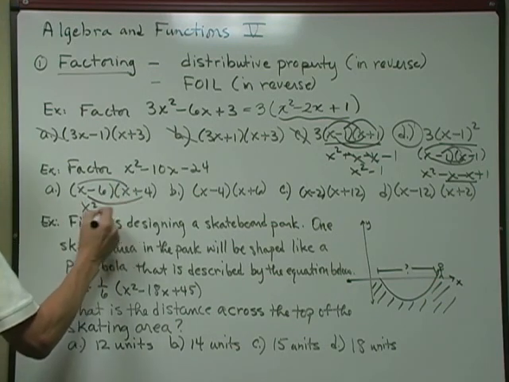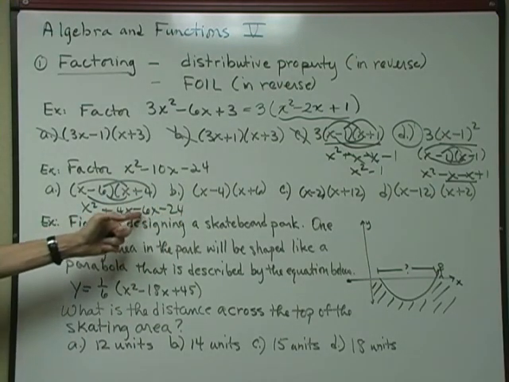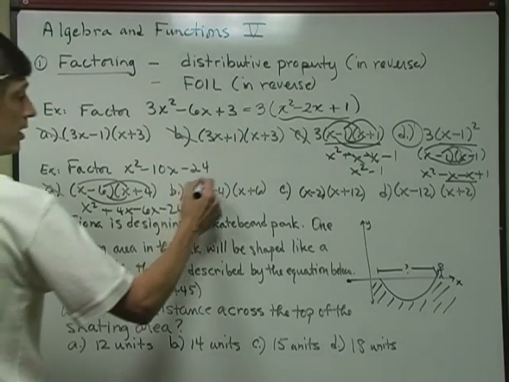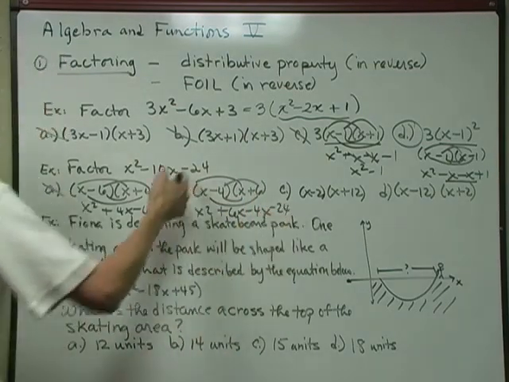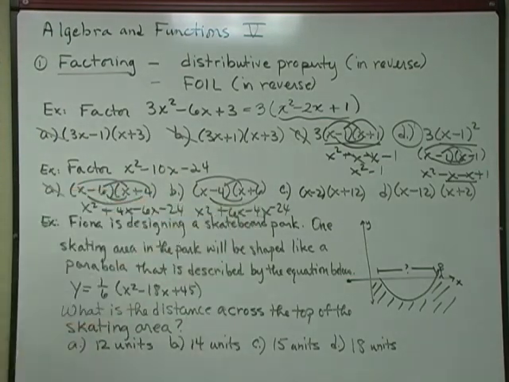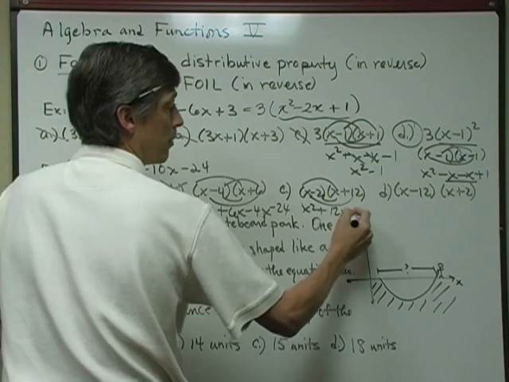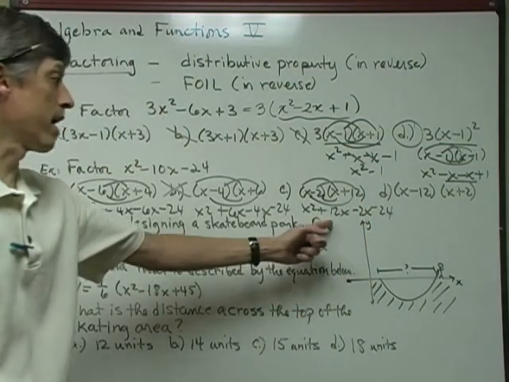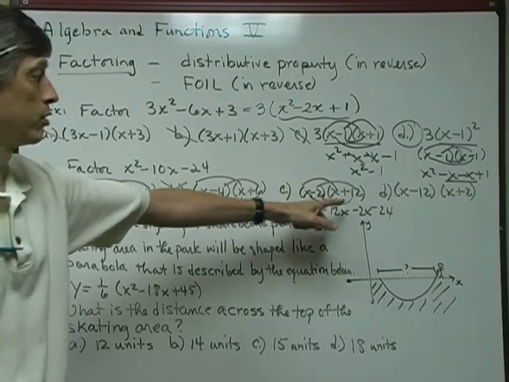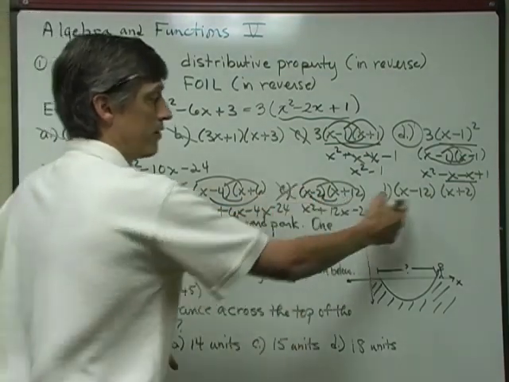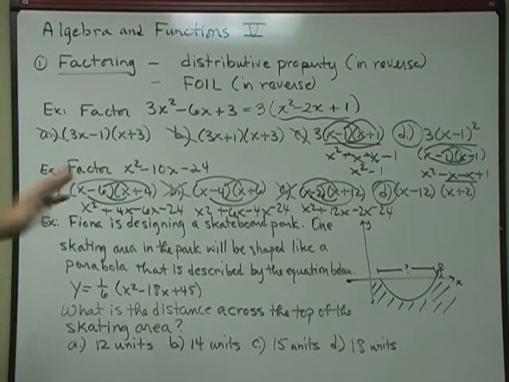X squared plus 4x minus 6x minus 24. Well, a plus 4 and a minus 6 is not going to give me the minus 10 in the middle. Can't be that. X squared plus 6x minus 4x minus 24. Again, I'm not going to get the middle term. I'm going to get a plus 2x here, a positive 6 and a negative 4. So it can't be that one. X squared plus 12x minus 2x minus 24. Now here I have a plus 12x and a minus 2x. That's a plus 10x. I need a minus 10x. I'm really close. All I have to do is have these two signs switched around, and that's what I have here in answer D. Okay? Now, if you want to go ahead and do FOIL just to play it safe, I would completely understand.